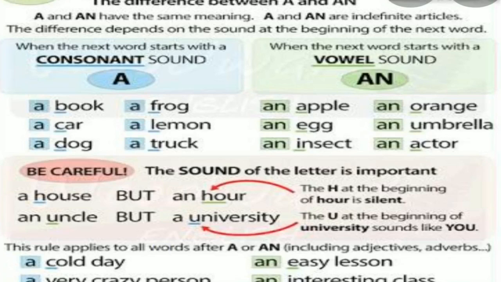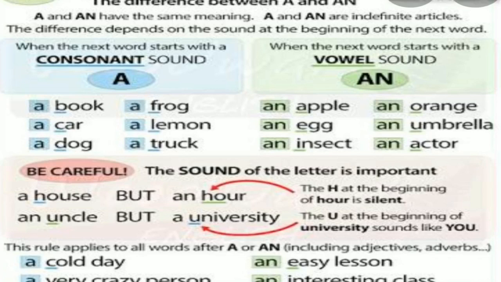Coming to the difference between a and an. Just remember, the common thing is that both are indefinite articles. But here we are trying to find out what the difference is between a and an. Now a and an have the same meaning. These are indefinite articles, but the difference depends on the sound at the beginning of the next word.